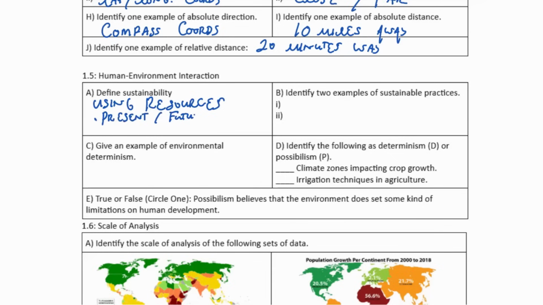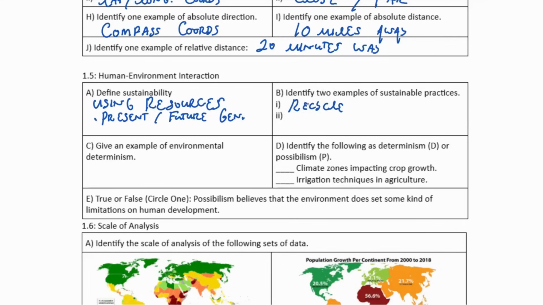So what we mean is that I am not depleting the Earth's resources in a way that future generations will not have access to water or access to food or access to oil or that sort of thing. That's what sustainability is. Some examples of that would be reduce, reuse, recycle. You learned that in kindergarten. Recycling is a good one.